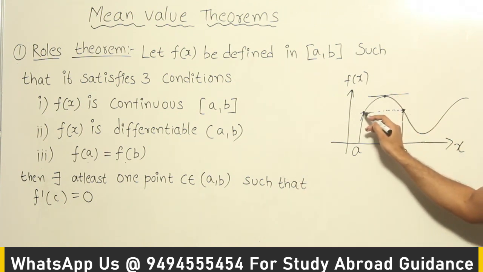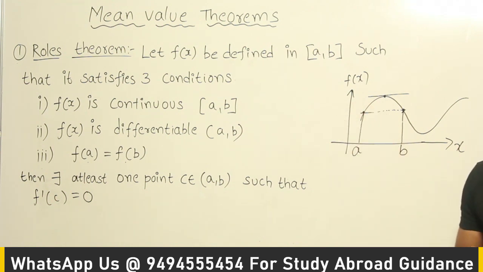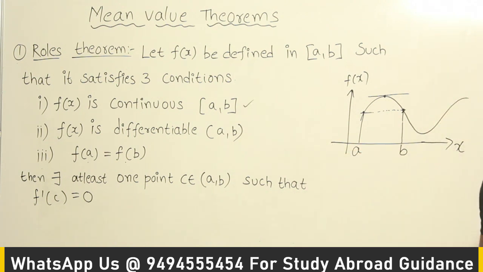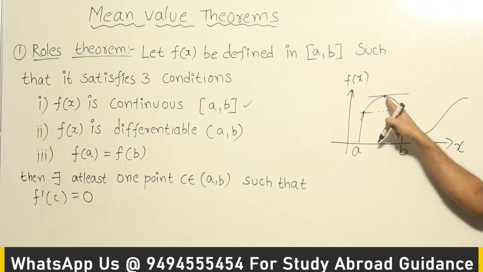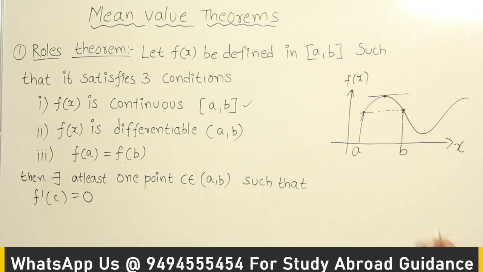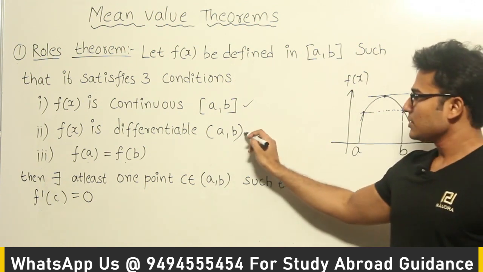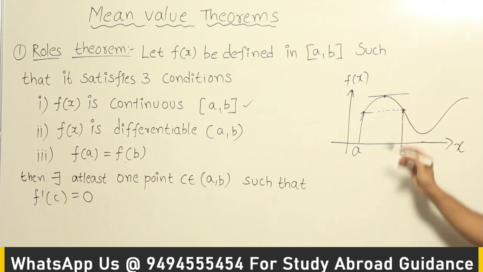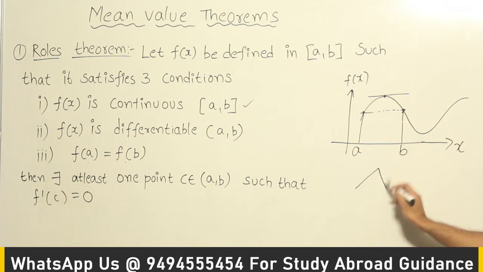So again 2 more conditions are added there. One thing is these 2 values should be same, and 2 more conditions added is that the function should be continuous, which means there should not be any holes or jumps. In case there is a hole or a jump here, then this is not possible, isn't it? And the second one is the function is differentiable, which means the function should not have any sharp edges, which means the function should not be like this.